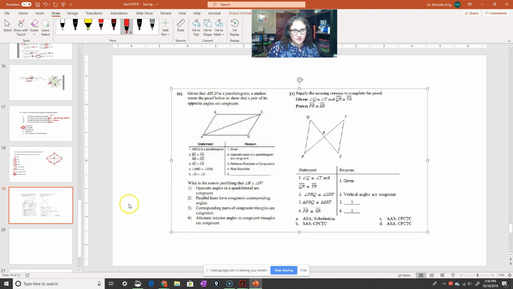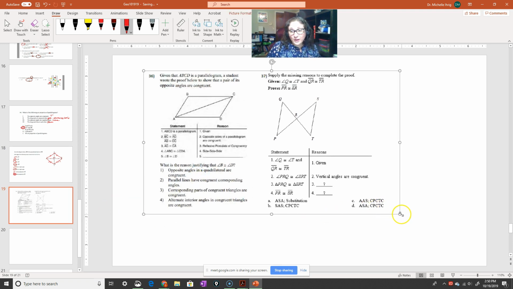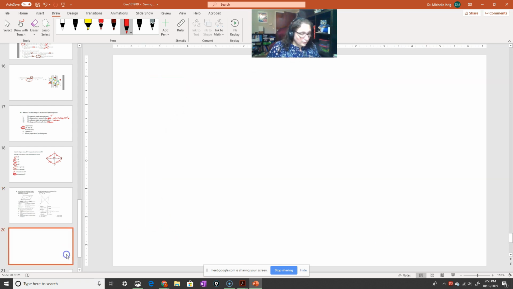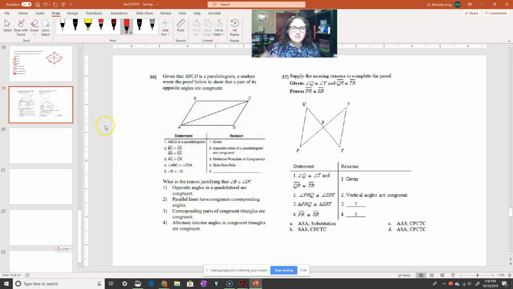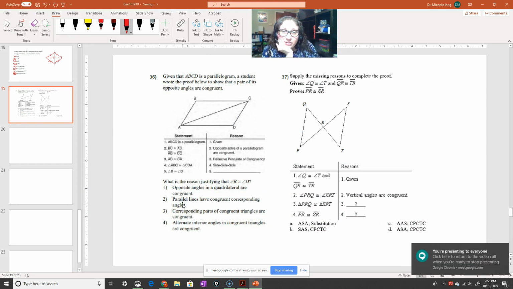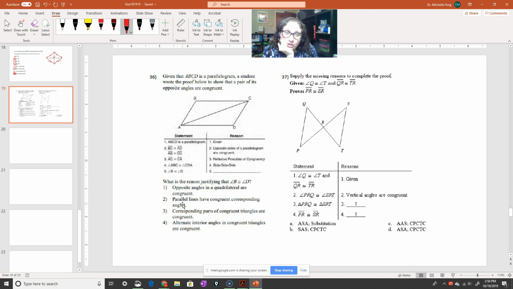Next one. We have proofs. So you will have questions about proofs. Hopefully you're not going to be too stressed out about it, but let's take a look. Given that ABCD is a parallelogram, and honestly, I somehow lost the screen if someone's texted. I'm sorry if you texted and I missed it. Let's see. I have so many screens open. Okay, we're good. Given ABCD is a parallelogram, a student wrote the proof below, which is to show opposite angles are congruent, and we have to say why.